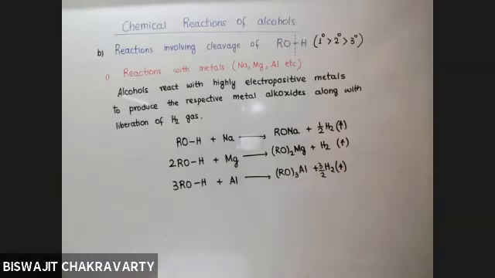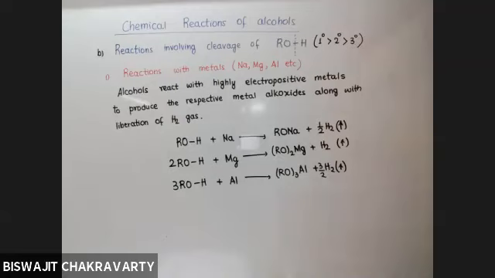So hence we can say that all highly electropositive metals, sodium, magnesium, aluminium, have the tendency of removing the hydrogen from alcohols as hydrogen gas, and they will form the respective metal alkoxide. RONa is sodium alkoxide, (RO)2Mg is magnesium alkoxide, (RO)3Al is aluminium alkoxide.